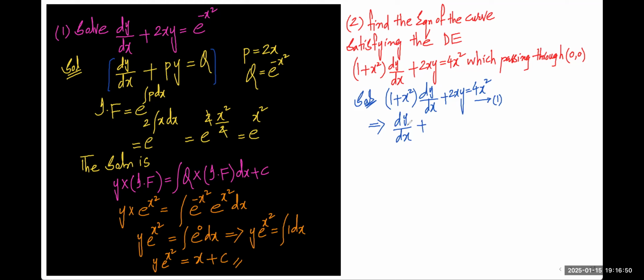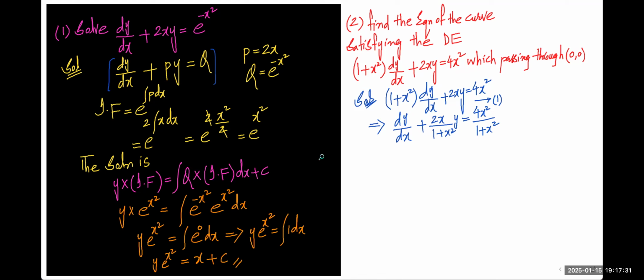Why, sir? Because the standard form is dy by dx plus P y is equal to Q. I want to convert the differential equation into the standard form, so we don't want this 1 plus x square term, because the standard form starts with dy by dx. Here, no term should have a coefficient. That's why we are dividing. So we get 2x by 1 plus x square into y, that is equal to 4x square divided by 1 plus x square. We are dividing by 1 plus x square on both sides.